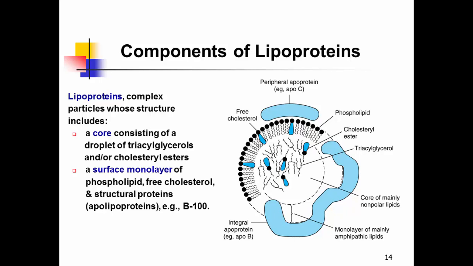Again, it depends on the type of lipoprotein. Some lipoproteins are called triglyceride-rich lipoproteins, which means the core has more triglyceride and fewer cholesterol esters. The other type is called cholesterol-rich lipoprotein, which means this type contains more cholesterol and less triglyceride.